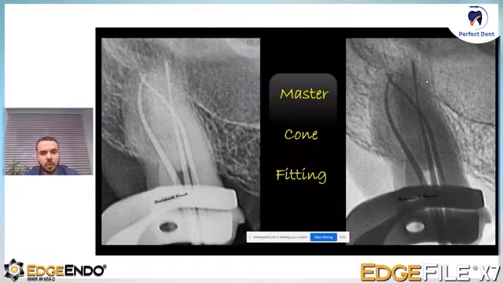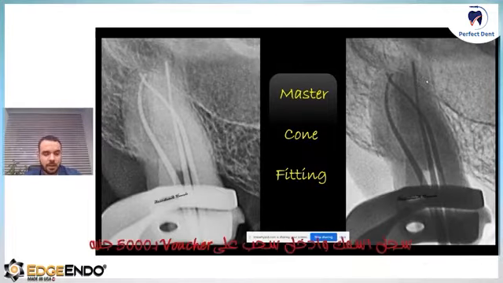The master cone was taken. The preparation was done till file 30.4 in the palatal and file 25.0.6 in the mesiobuccal and distobuccal canals.